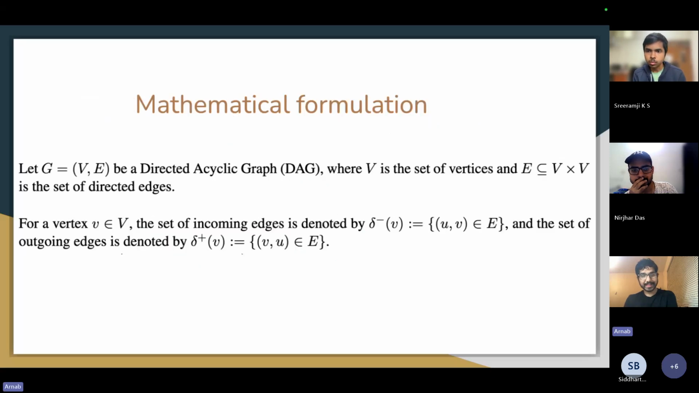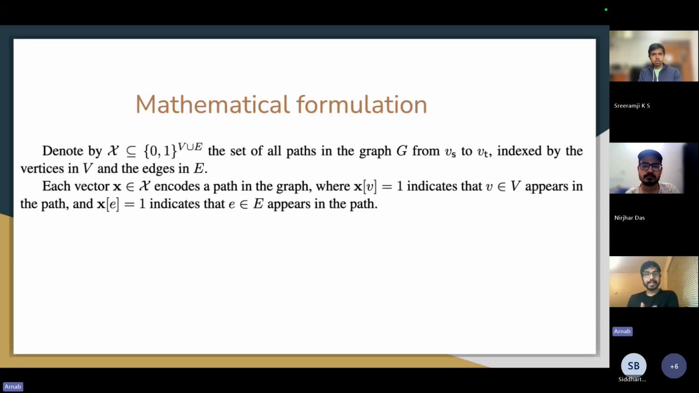Some pretty straightforward mathematical notation I'm introducing. By G(V, E), I'm denoting the directed acyclic graph where V is the set of vertices and E is the set of directed edges. For any node v, delta minus of v denotes the set of all incoming edges to the node v, and delta plus of v denotes the set of all outgoing edges from the node v. So, some standard notations.